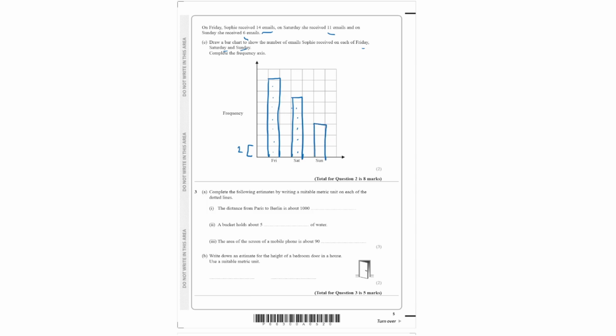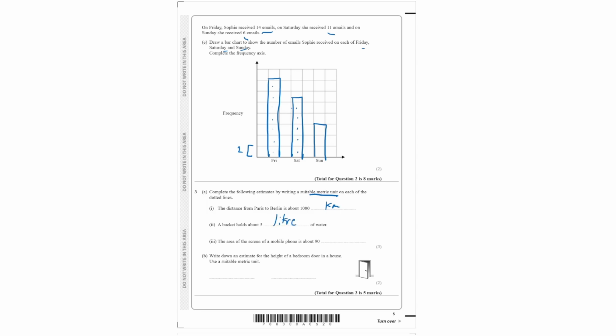Question 3. Complete the following estimates by writing a suitable metric unit on each of the dotted lines. The distance from Paris to Berlin is about 1,000. So when dealing with far distances, we write kilometers. A bucket holds about 5 dash of water. Now when dealing with a large quantity of liquids, we write liters.